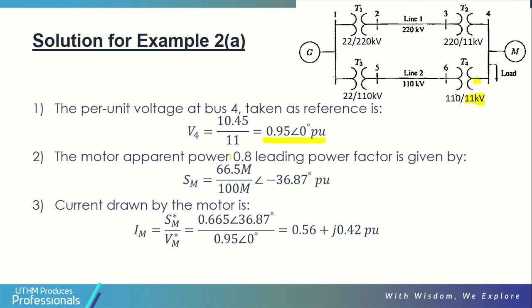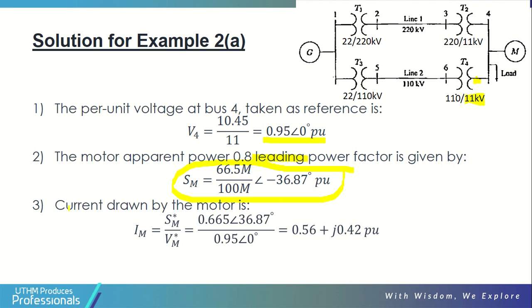So the motor apparent power, 0.8 leading power factor, is given by, we have a motor. Then we need to divide it by S base equal to 100 mega. So the angle is negative. Why negative? Because we have a leading power factor: minus inverse cos 0.8. Okay, you got the apparent power in per unit. This is the actual value divided by the base value. So we got the per unit value for the apparent power for the motor.